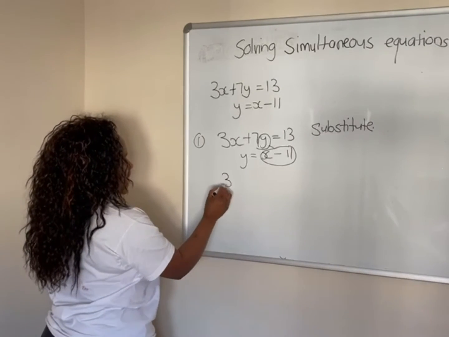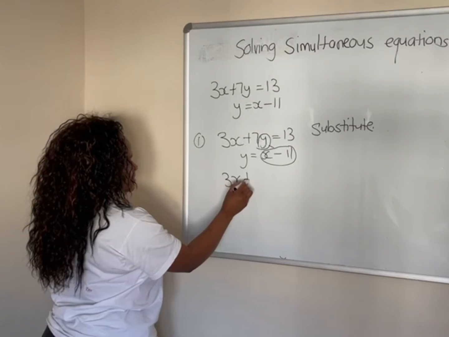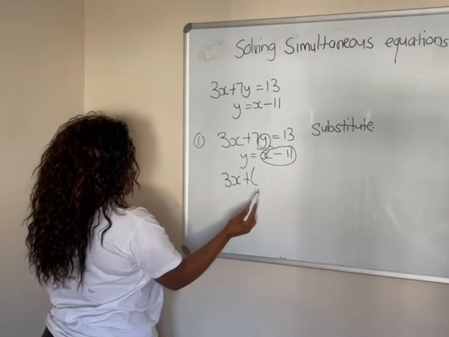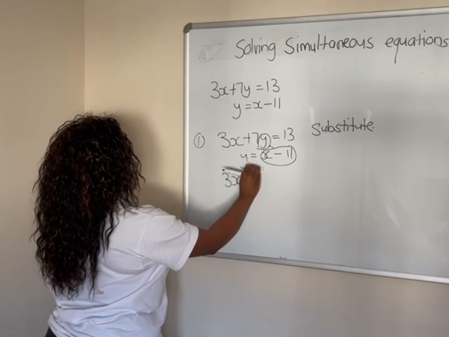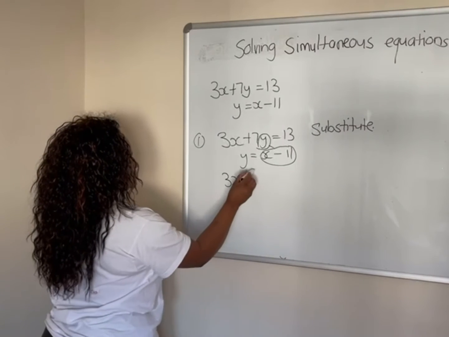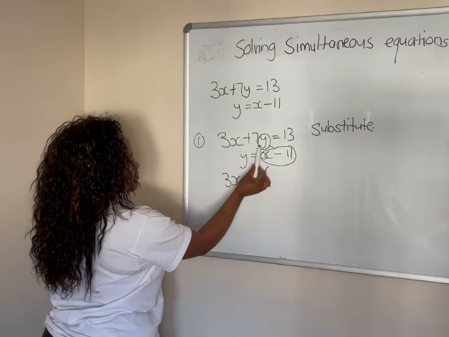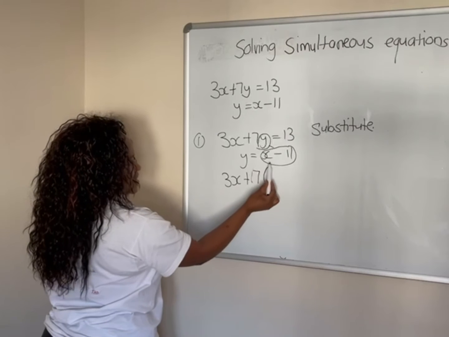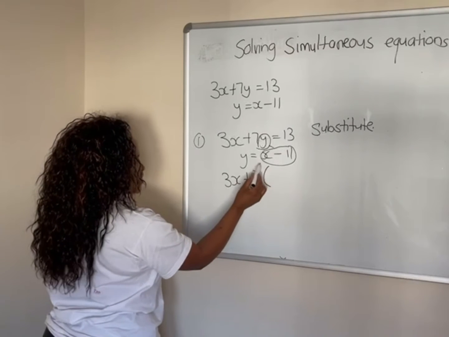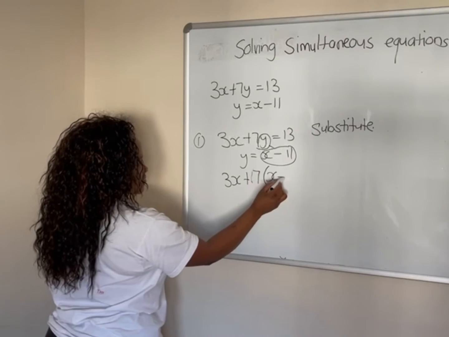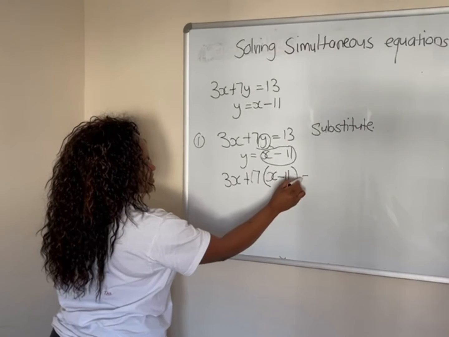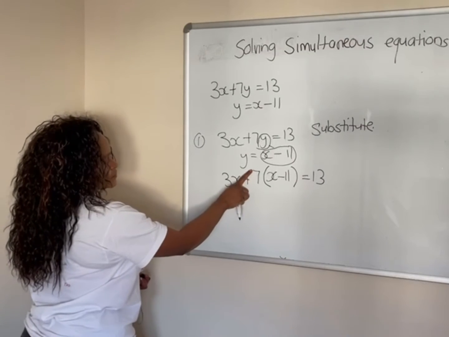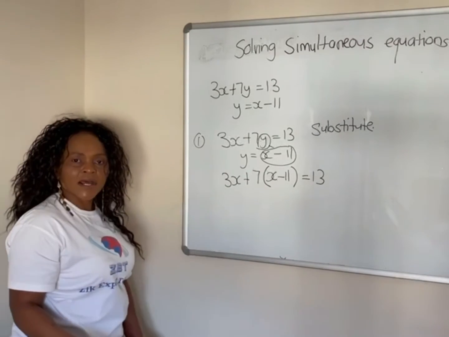So that will be 3x plus, but you can see this one is more than one number, so I'm going to put them in brackets. Let's leave a space there. 7. Instead of me writing this y, remember brackets mean you're multiplying. So I'm multiplying 7 times this, and I have to write the whole thing. So that will be x minus 11, which is equal to 13. You can see I have got all of them with the same unknown, which is the x.